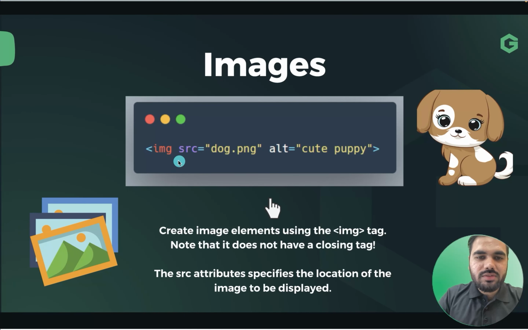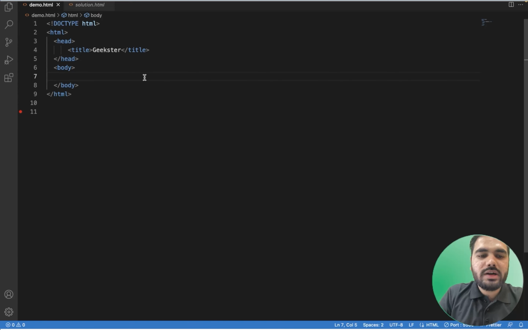Over here, you can see the image having a source, dog.png, and alt, cute puppy. So what does it mean? We have a source. We can source it either from our system or from the internet. And we can provide an alternate value. Alternate value is nothing but a description of this image, that is, cute puppy. So let's go and work on it.